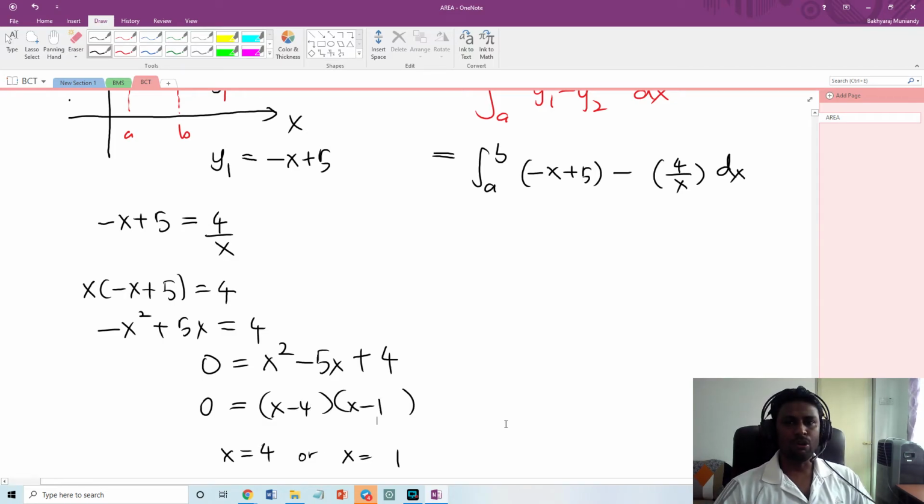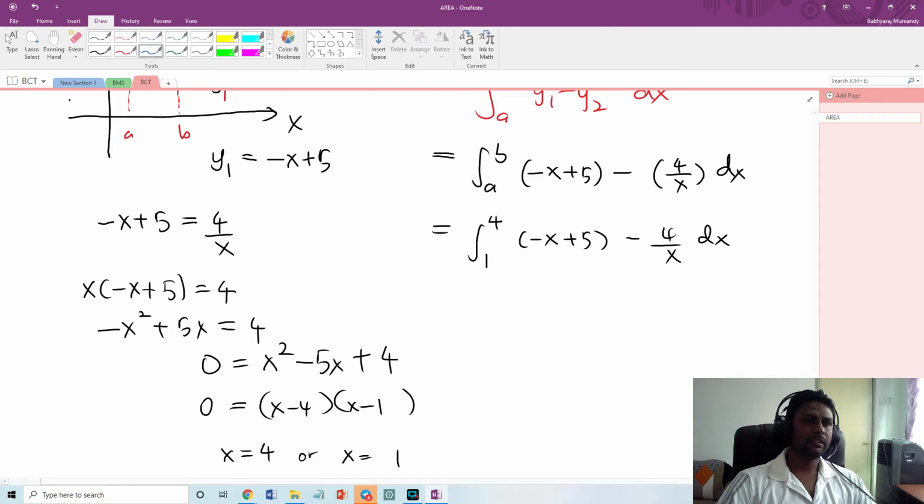So our conclusion is based on this. Our conclusion is what? Correct. A is 1 and our B is 4. Okay, A is 1, B is 4, and then we can go for the formula. The lower limit is 1 and the upper limit is 4.